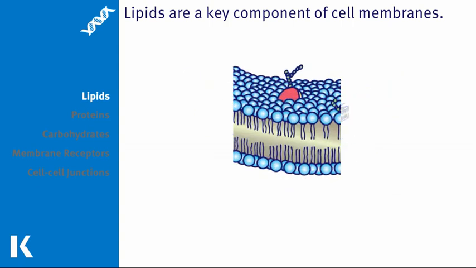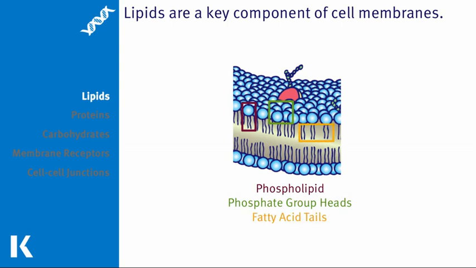However, if you zoom in and look closer, you can see the phospholipids making the separate bilayers of the membrane, with the hydrophilic phosphate group heads making up the majority of the outer surface of the cell, and the hydrophobic fatty acid tails making up the inside of the bilayer.